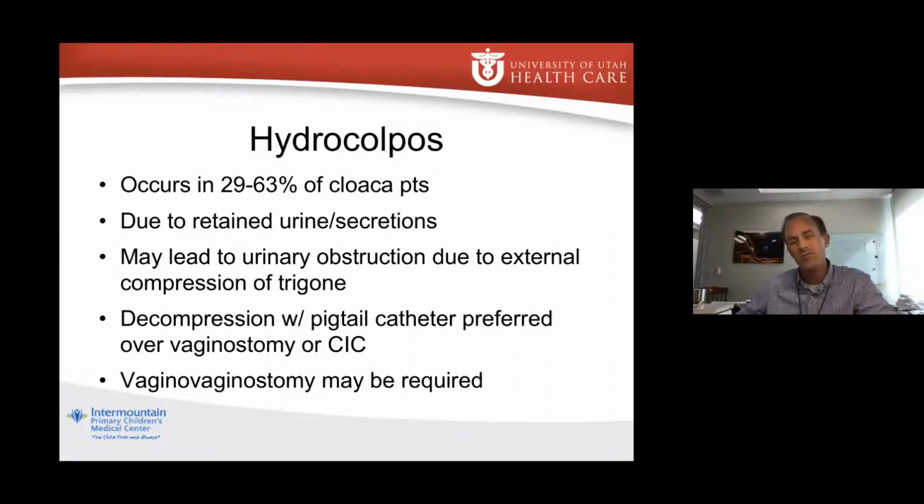And then you can do some kind of fenestration. Sometimes one of the hemivaginas will drain better and the other one won't. And if you fenestrate the septum, that can help. I haven't really ever done that. I've found that just putting in a pigtail or doing CIC seems to work pretty well.